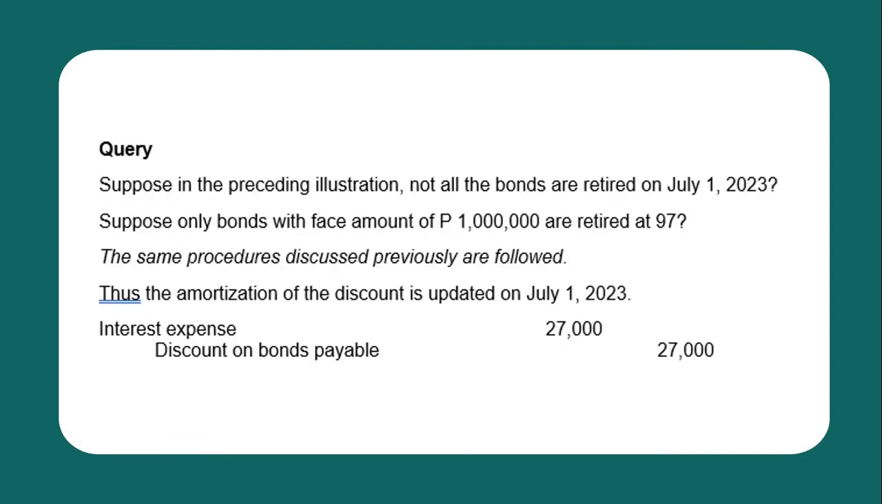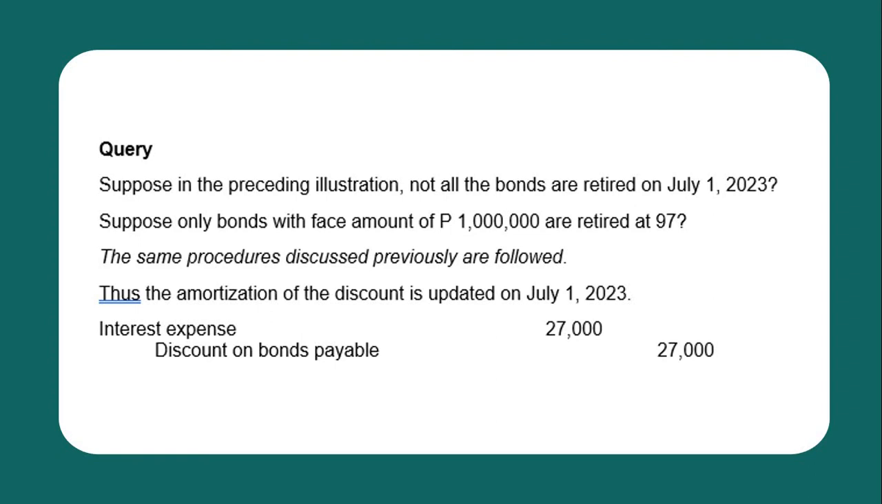So here, class, what if the bonds that are retired on the date of retirement are not the full bond outstanding, instead only portion lang sa face amount ang gi-retire. Okay, so ano lang siya, 1 million over the 5 million nga total face amount. Okay, so the same procedures will be followed.